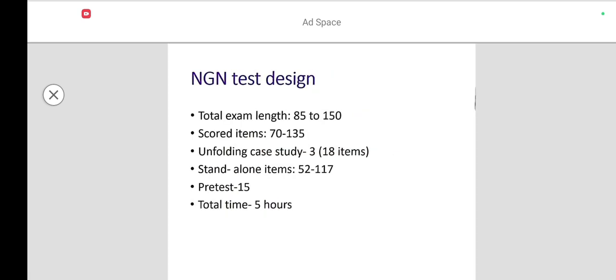Exam test design, total exam length. There are 85 to 150 questions, of which scored items are 70 to 135. Unfolding case studies include 18 items. In one case study there are 6 items, so in three case studies there are a total of 18 items. Standalone items are 52 to 117. Pretest items are 15, and the total time allocated to this test is 5 hours.